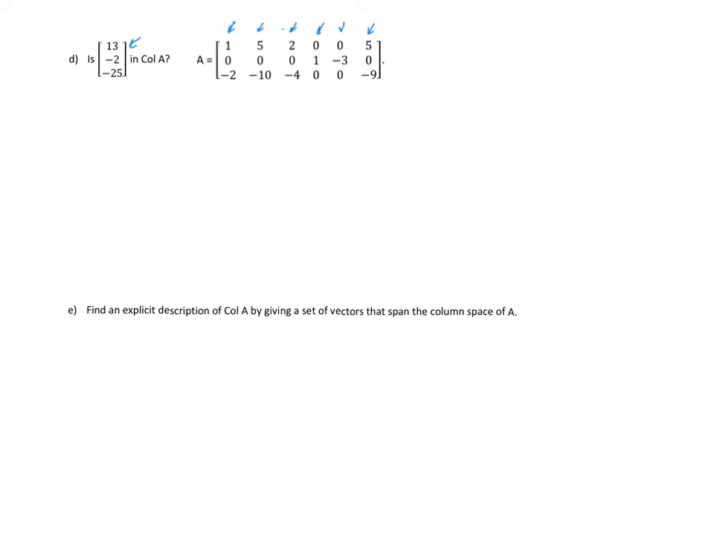So I'm going to try to solve for those weights when I augment with 13, -2, -25. Okay, so this augmented matrix, when I solve, is solving for those 6 unknowns that are my weights that I would put on the columns of A to build 13, -2, -25.